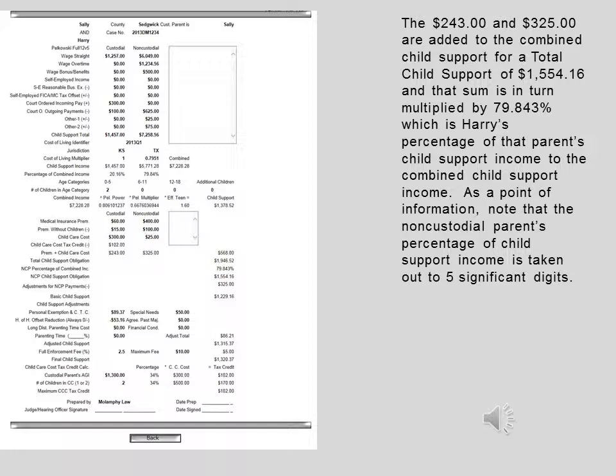The $243 and $325 are added to the combined child support for a total child support of $1,554.16, and that sum is in turn multiplied by 79.843%, which is Harry's percentage of that parent's child support income to the combined child support income. As a point of information, note that the non-custodial parent's percentage of child support income is taken out to 5 significant digits.